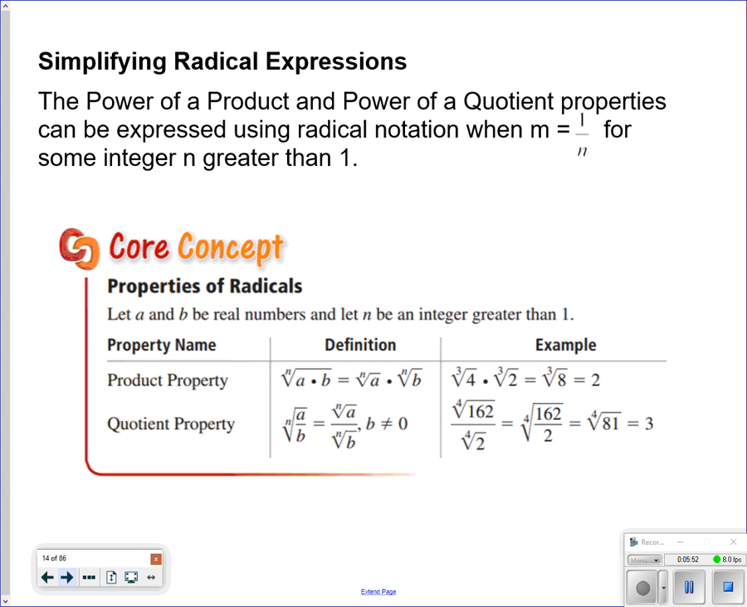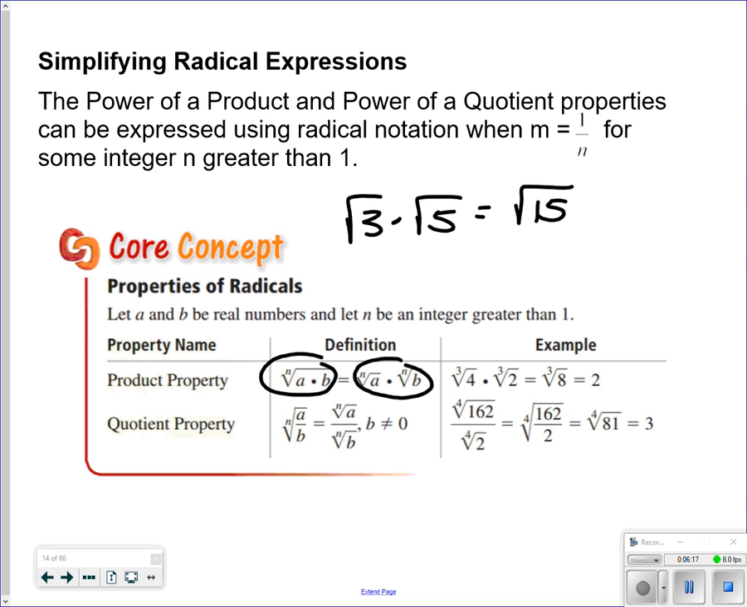Simplifying. Now, this goes back to the factor tree stuff. If you multiply two radicals with the same root, you actually can bring them together. For instance, the square root of 3 times the square root of 5 would equal the square root of 15. Notice that I multiplied the radicands together. So the 3 on the inside and the 5 on the inside can be multiplied together, but this only applies if you have the same root.